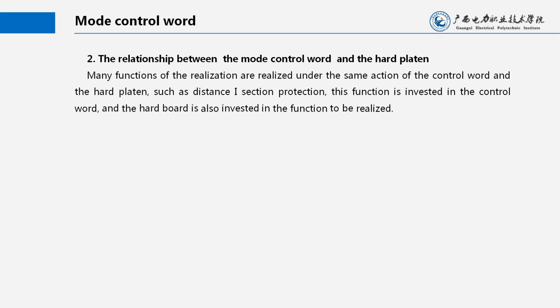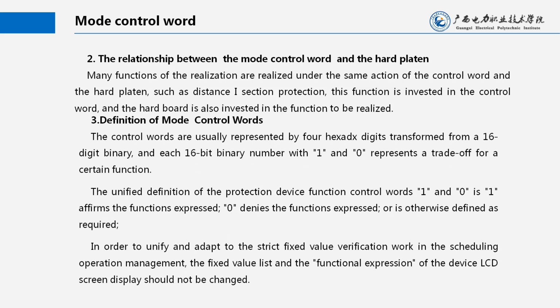Two. The relationship between the mode control word and the hard platen. Many functions are realized under the joint action of the control word and the hard platen, such as distance section I protection. This function is put into operation in the control word, and the hard platen is also put into operation for the function to be realized. 3. Definition of mode control words.